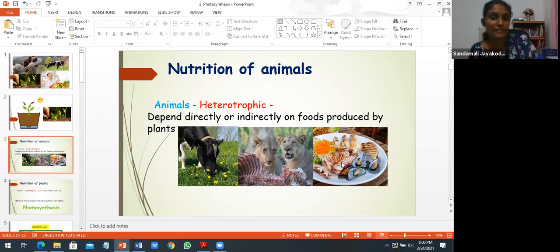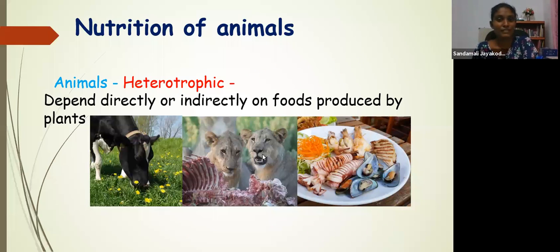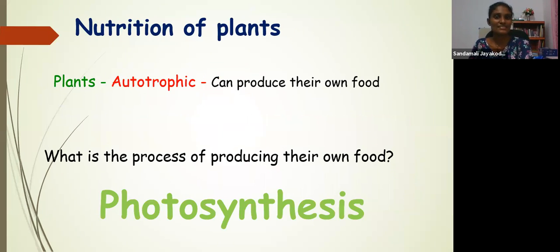So printing mistake. And they are depending on the plants indirectly. And here also there are some bivalves and some onions or carrots and like this. We are depending on plants sometimes as a direct way, and then sometimes indirectly. So that is about animals. And then plants, that is about plants.